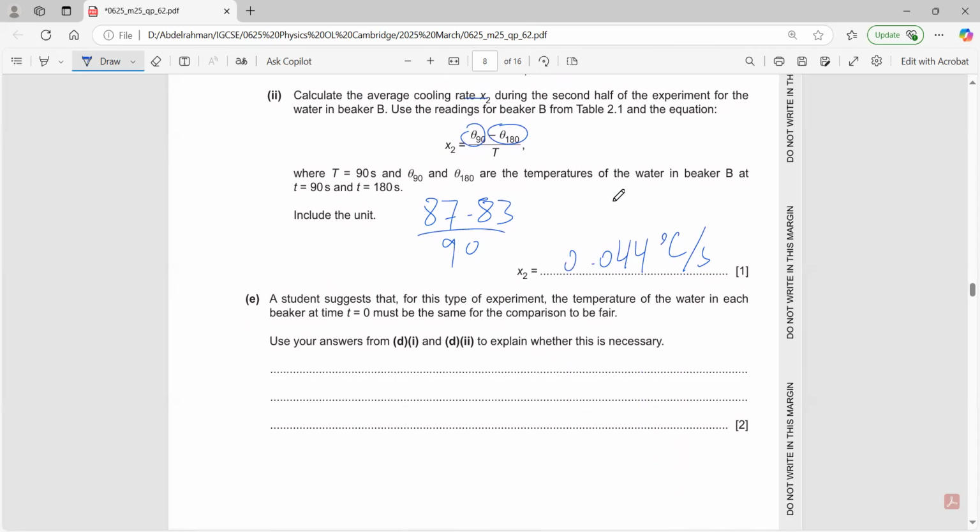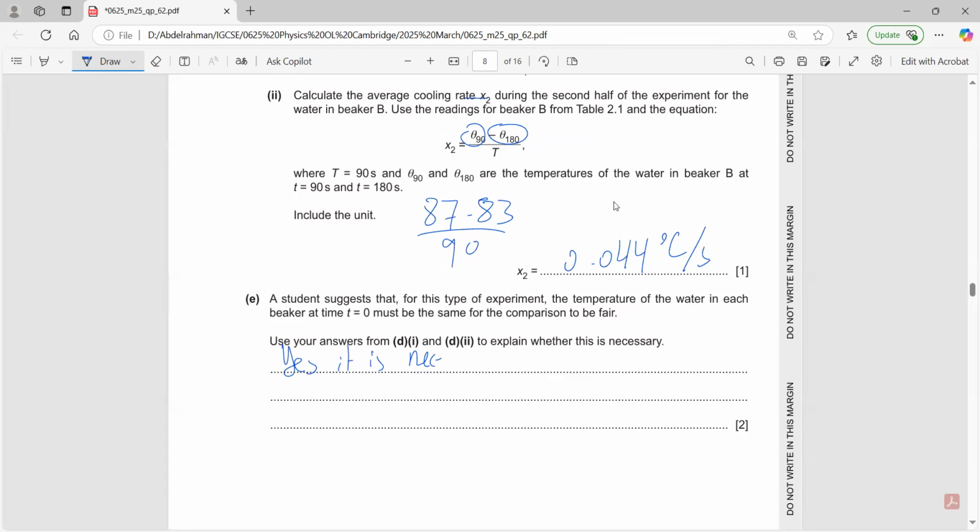A student suggests that for this type of experiment, the temperature of the water in each beaker at time 0 must be the same for the comparison to be fair. Use your answers from D I and II to explain whether this is necessary. Yes, it is necessary. Why?